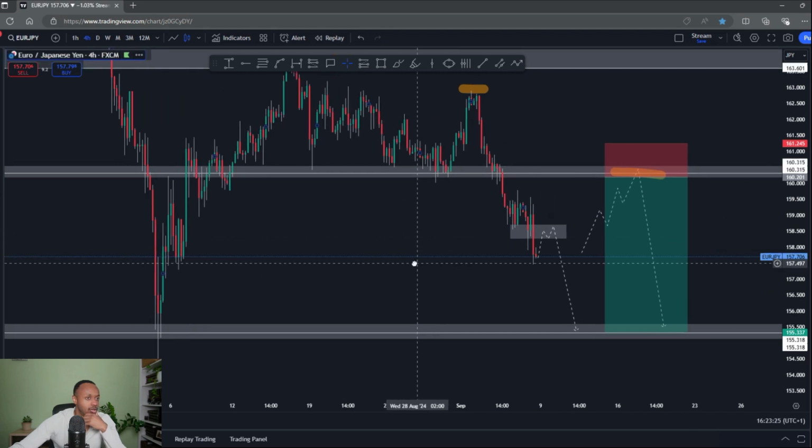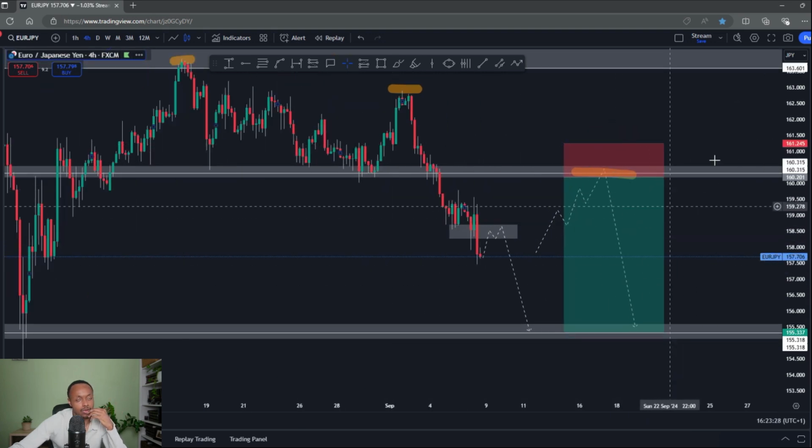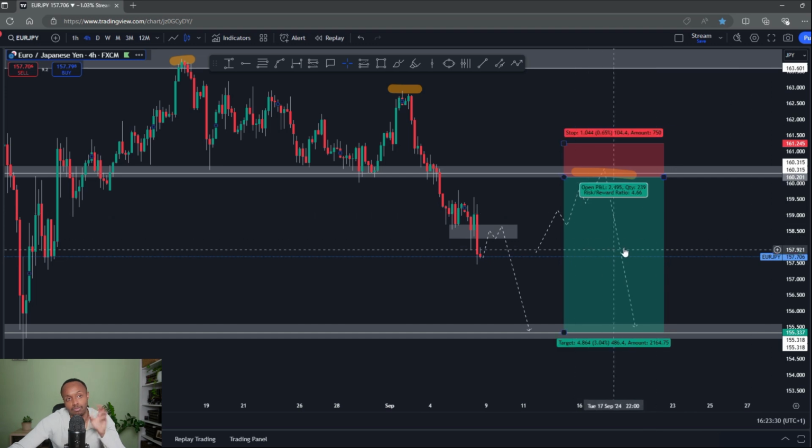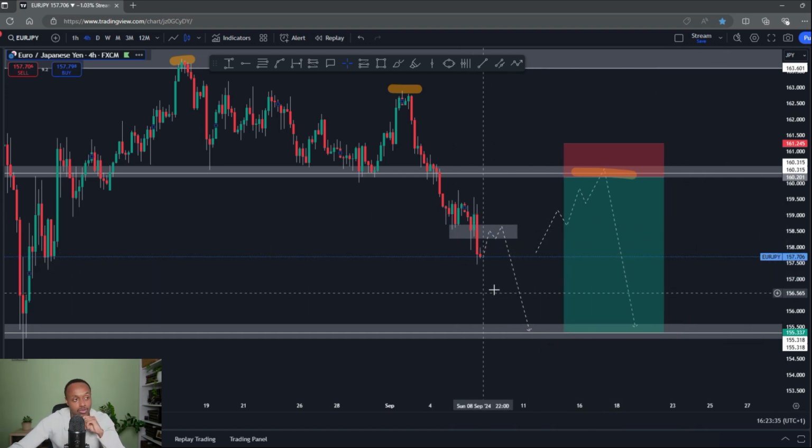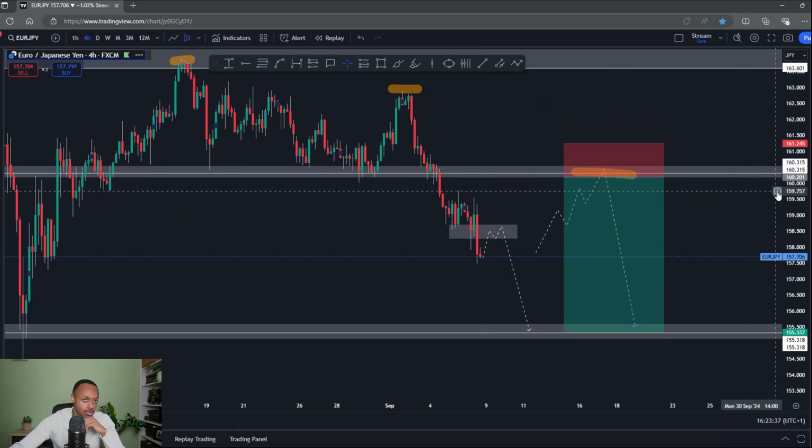So Euro Yen, looking at some shorts, hopefully a pullback. Hopefully we can see a pullback to 160.315. If not, keep an eye on some of the intraday levels. They might be the best opportunity to find if you are looking to short.